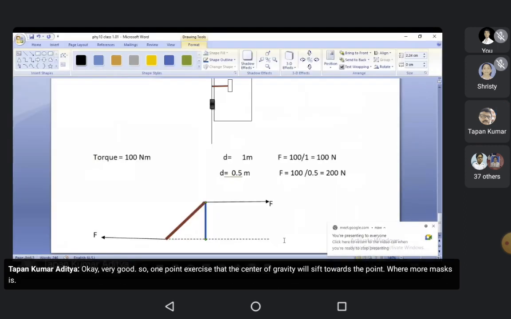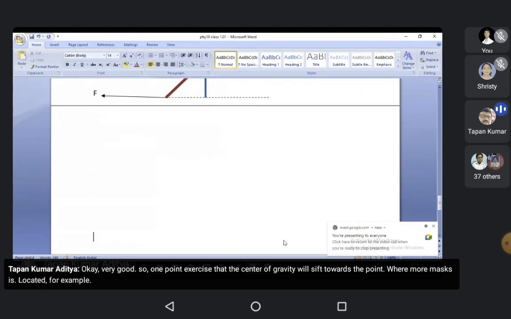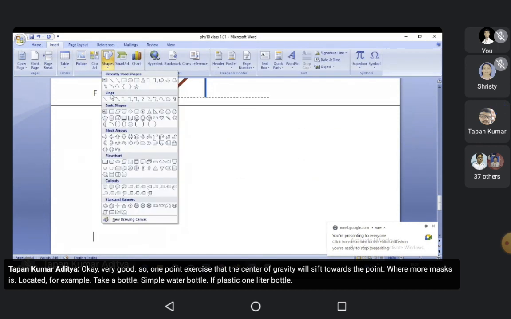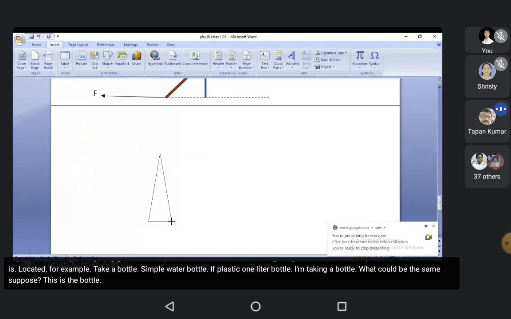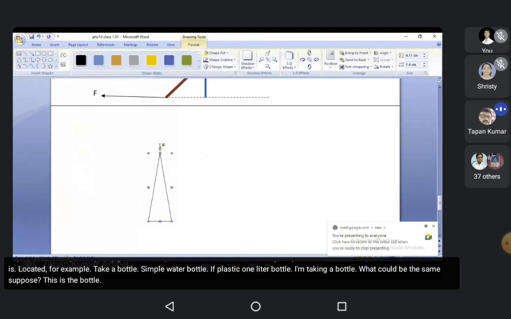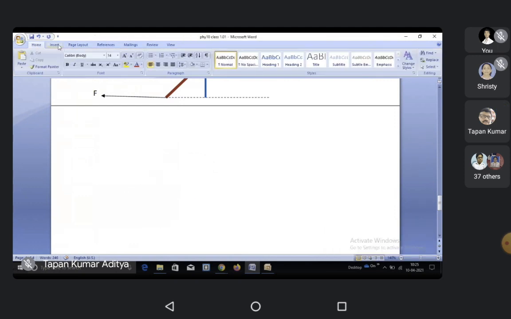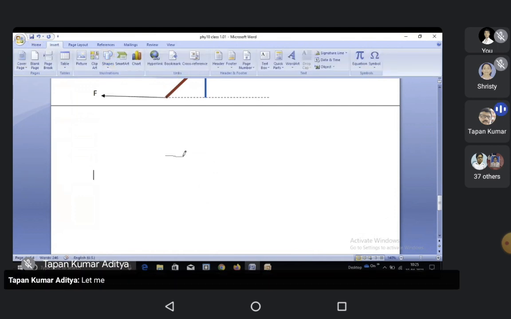So one point extra is that the center of gravity will shift towards the point where more mass is located. For example, take a bottle, a simple water bottle, a plastic 1 liter bottle. I'm taking a bottle. What could be the shape? Suppose this is the bottle. Let me draw a bottle. This is a simple water bottle.